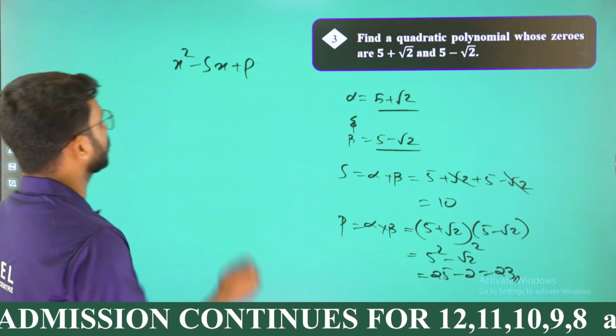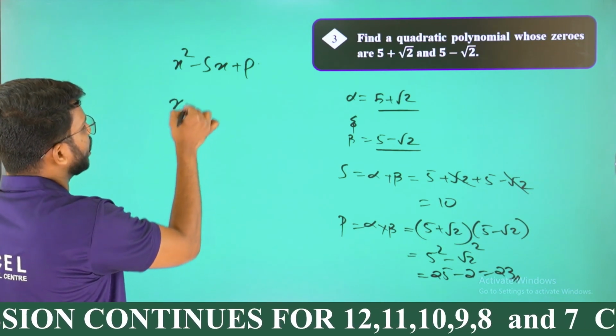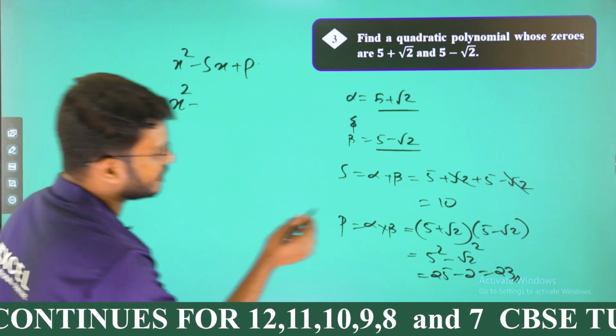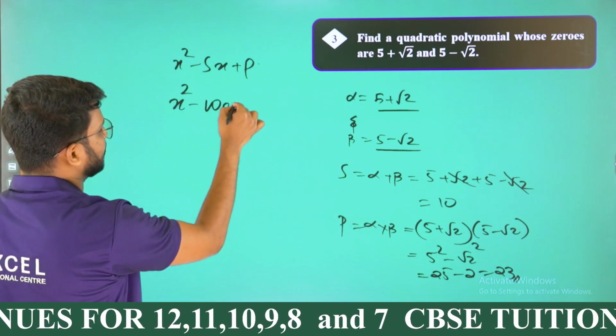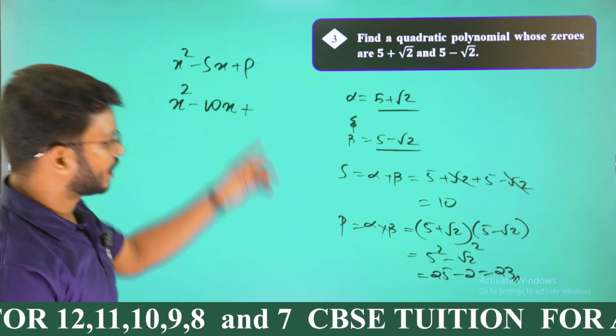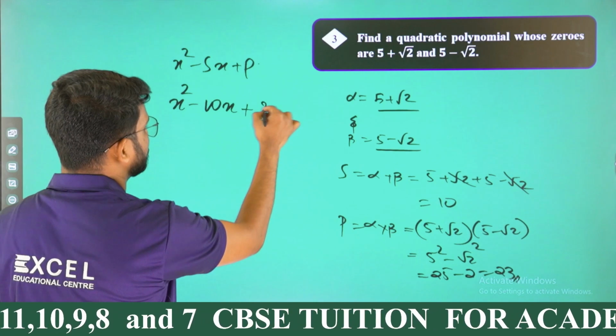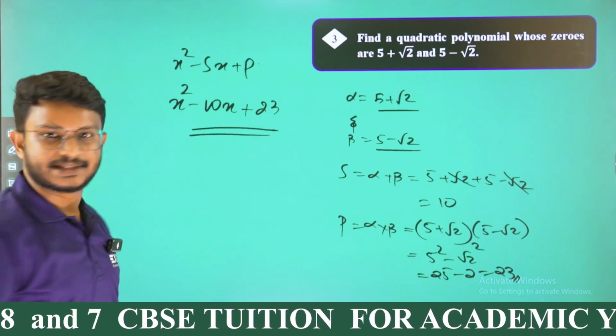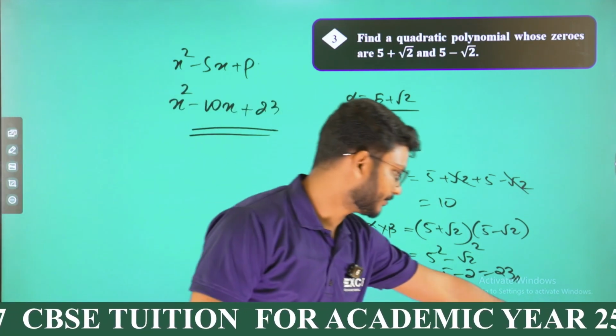So we can easily form the quadratic equation. How? x square minus sum, which is 10x, plus the product p, which is 23. This is the final required answer. Easy. So let's move to the next question.